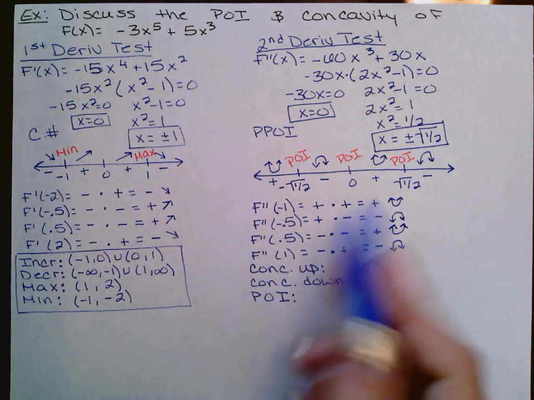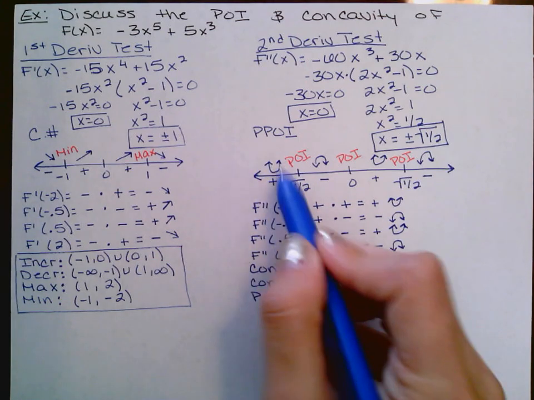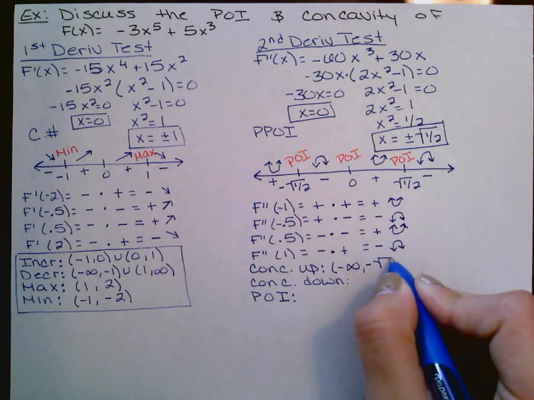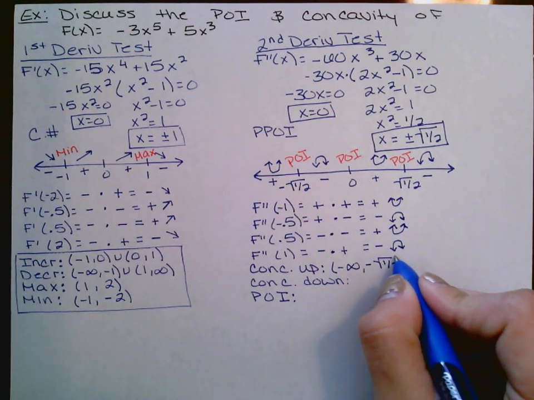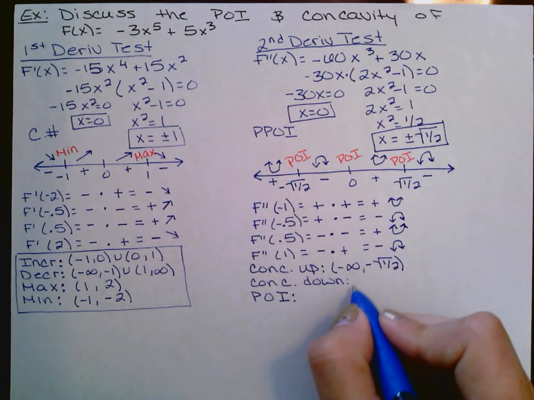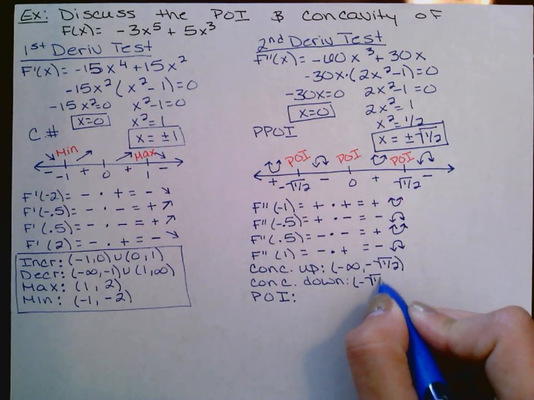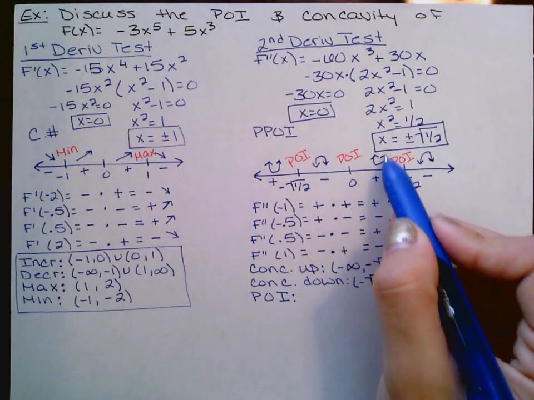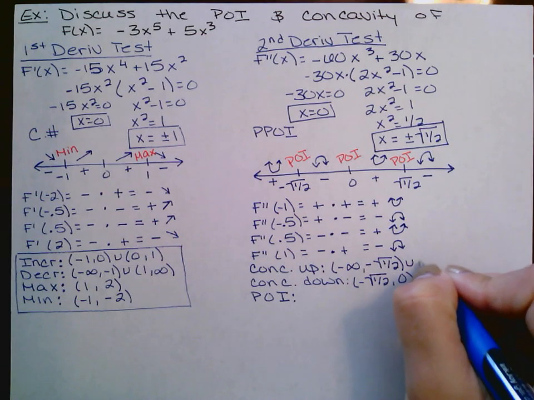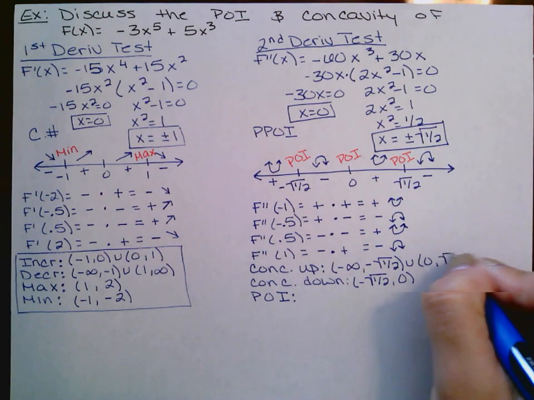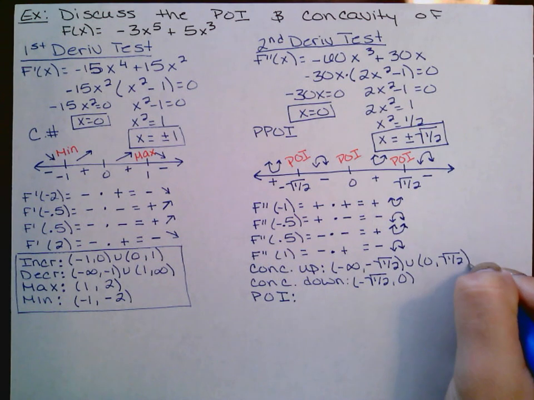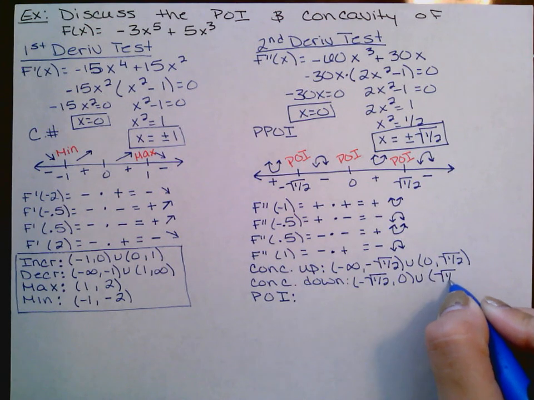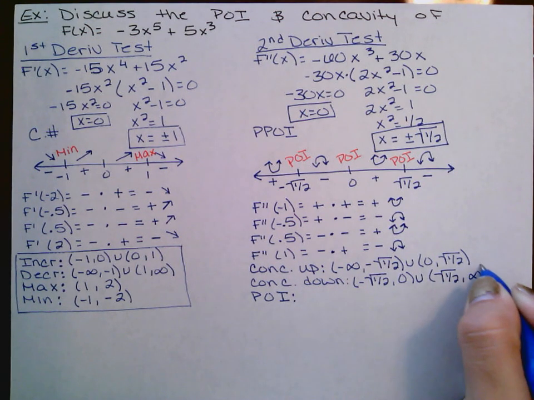All right, so concave up, I start here in this section. So I have negative infinity to negative square root of 1/2. Then I'm concave down from that negative square root of 1/2 up until 0. Then I'm concave up, so I'm going to list it here, from 0 to positive square root of 1/2. And then I'm concave down from that positive square root of 1/2 up until infinity.